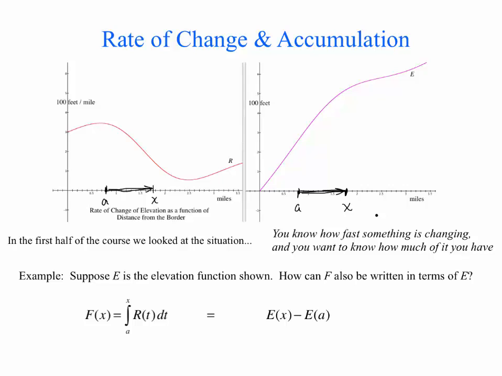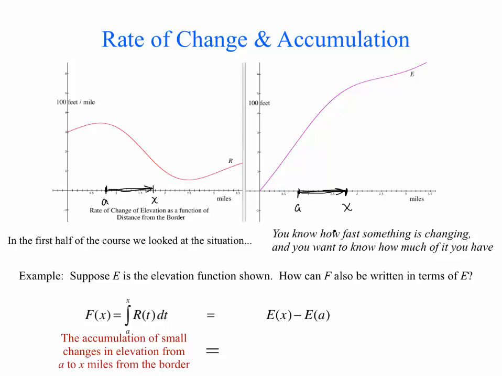The final elevation minus whatever that initial elevation is from the border at a miles from the border. Does it make sense? Okay, so let's summarize that. The accumulation of small changes in elevation from A to X miles from the border. That's the integral. What that process the integral represents is the accumulation of small changes in elevation starting from A miles to X miles from the border is equal to, what is it equal to?